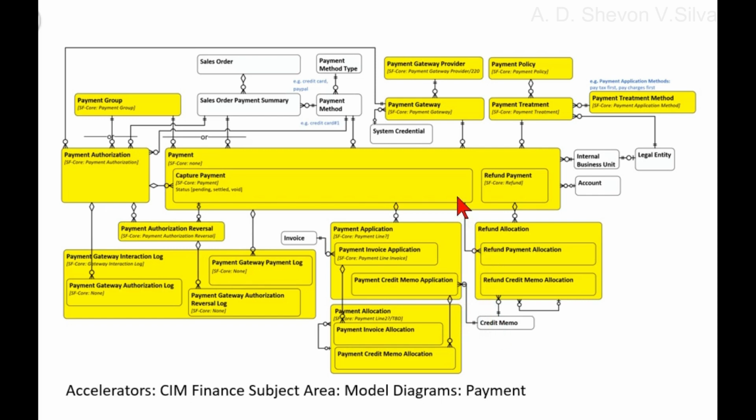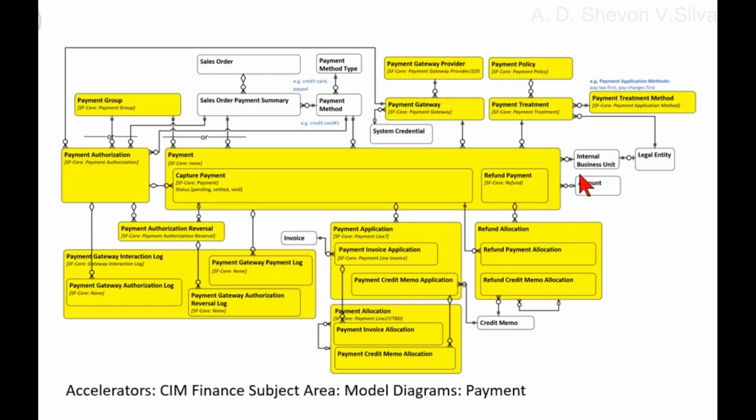Here the capture payment has 0 or more refund payment allocations, and refund payment allocation has one and only one capture payment. And here the refund payment has 0 or more refund allocations, and refund allocation contains refund payment. And here the refund payment allocation and refund credit memo allocation are in refund allocation, and refund credit memo allocation has one and only one credit memo, and credit memo has 0 or more refund credit memo allocations. Refund allocation has 0 or more refund allocations, and refund allocation has 0 or 1 refund allocation.